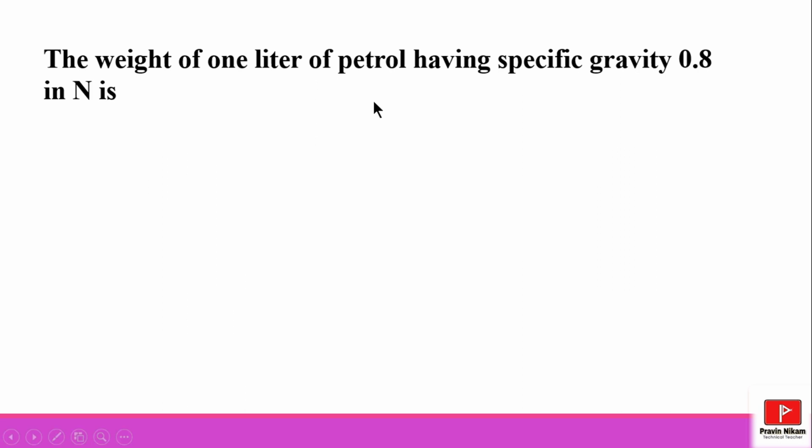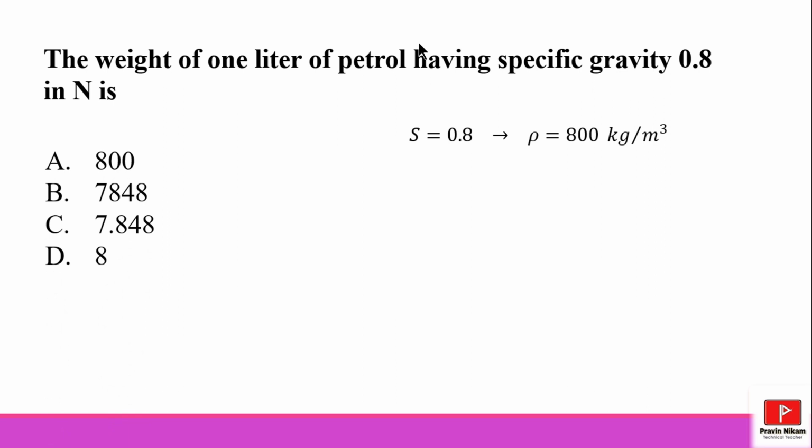Next, the weight of 1 liter of petrol having specific gravity 0.8 in Newton is. Now specific gravity is given, that is 0.8, and we know how to convert this specific gravity into density. So simply multiply by 1000. So 0.8 into 1000, you will get density of that petrol, 800 kg per meter cube.